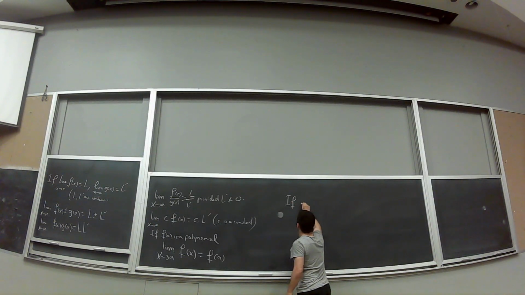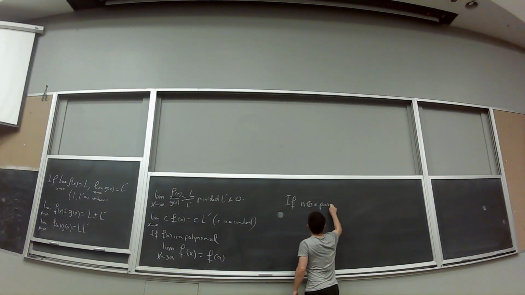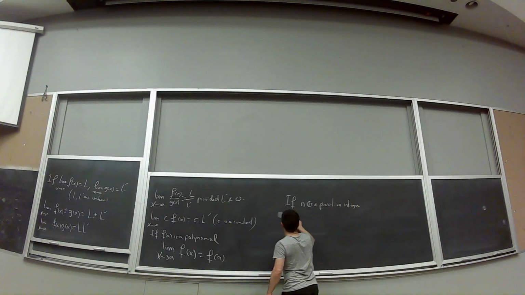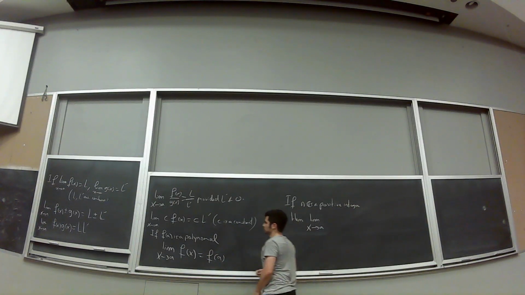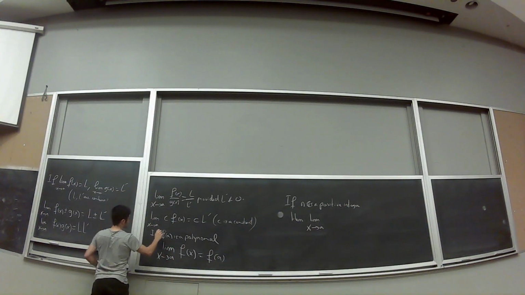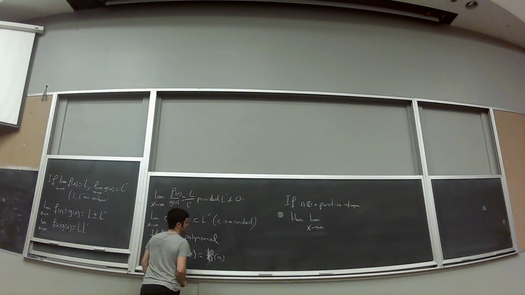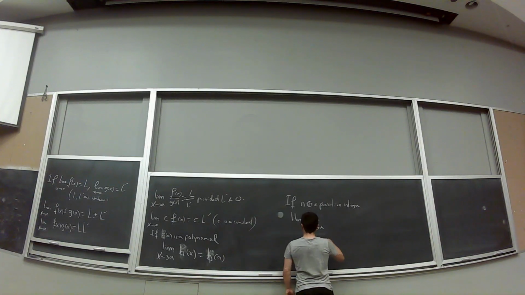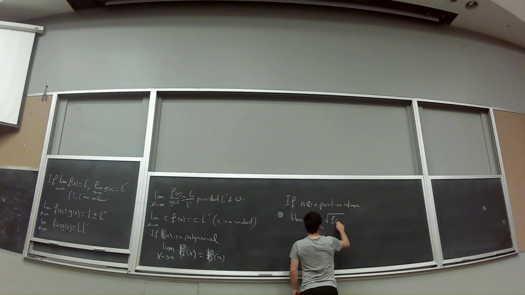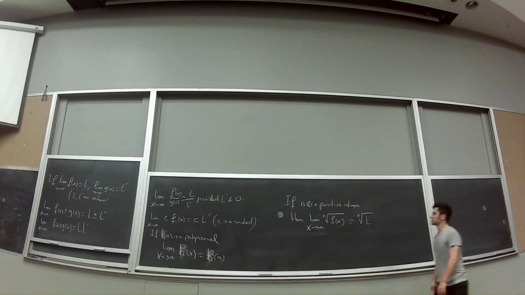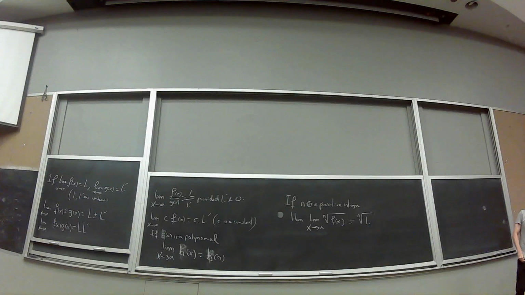If n is a positive integer, then the limit as x approaches A, because I use f here, h of x is a polynomial, I'll just replace f by h, doesn't matter. Then the limit as x approaches A of the nth root of f of x is the nth root of L. Here, of course, the nth root of L needs to be defined, right?